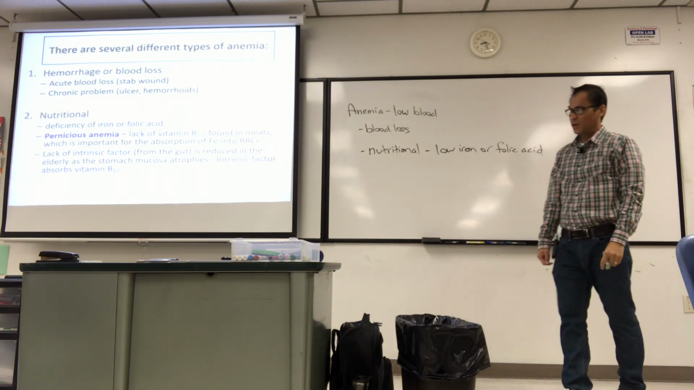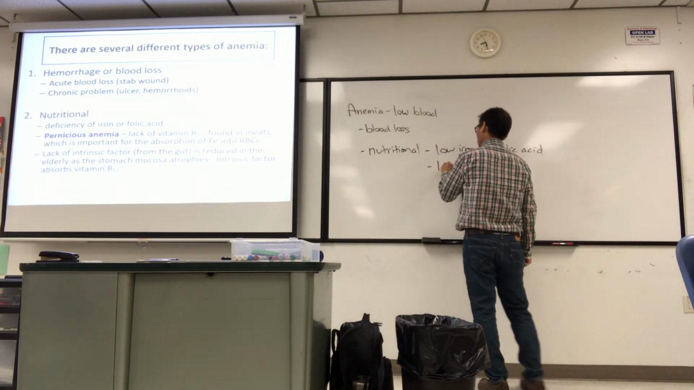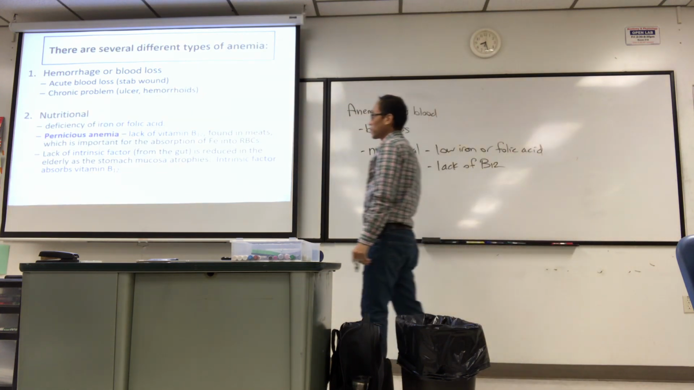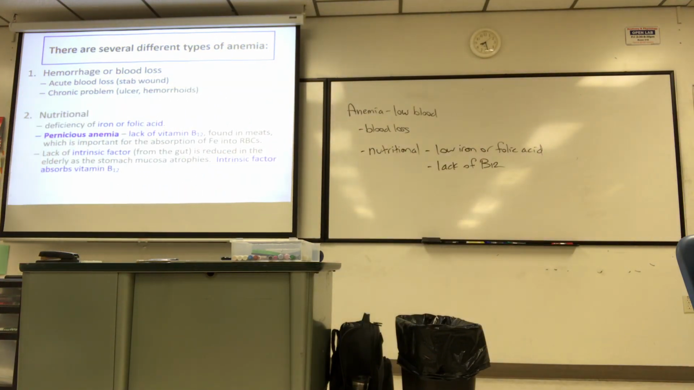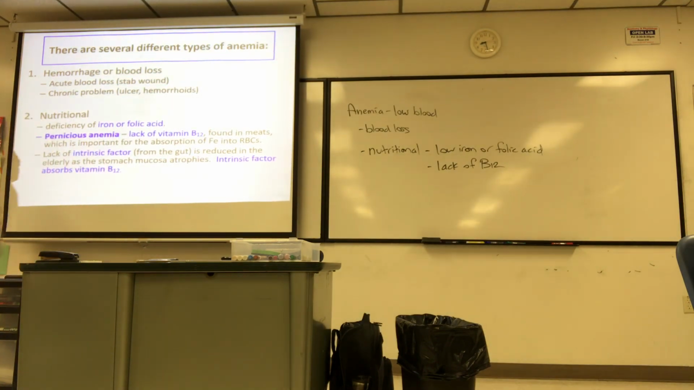The other ones include pernicious anemia, which is a lack of B12. So what I said earlier is B12 is found in meats, which is important for the absorption of iron, Fe, into the RBC. So you need B12 to get to the iron. Well, turns out intrinsic factor from the gut mucosa is reduced in the elderly as the stomach mucosa atrophies. So intrinsic factor absorbs B12, but then you need B12 for the iron. So a lack of intrinsic factor could also be a cause.